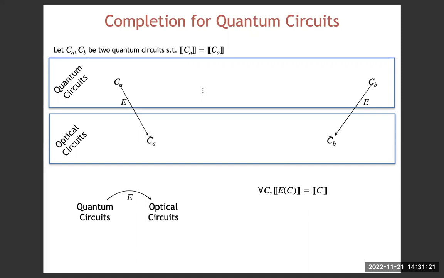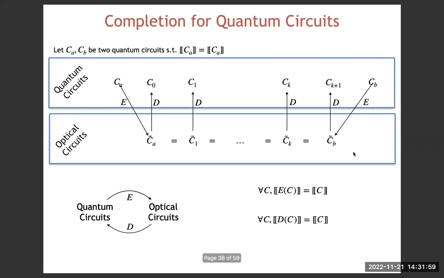We'll see how to do this, but at least intuitively it's possible because optical circuits are universal. So at least there are circuits representing the same unitary as the quantum circuit we start with. So we use this encoding, transforming the two quantum circuits into two optical circuits. And then, we'll see that the encoding is preserving the semantics. So now we have these two optical circuits. We know there exists a derivation by completeness of optical circuits. We know that we can go from one to the other. And now what we want to do is to lift this proof to the quantum circuit case.